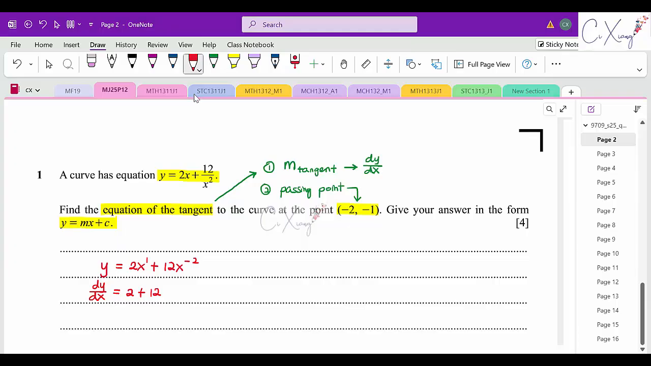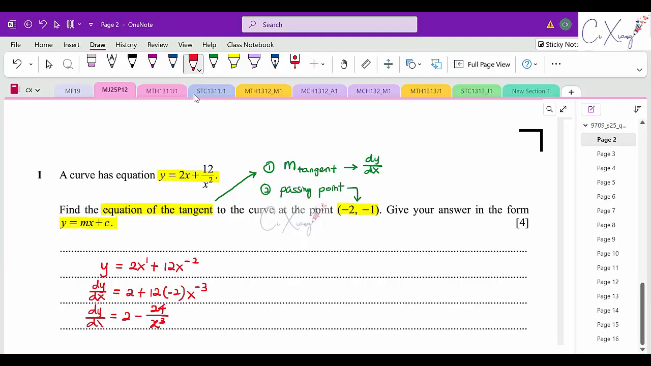Focus on the differentiation of x power negative 2. The power you put in front, copy the x, power minus 1 becomes negative 3. Try to simplify your expression here. You'll be having negative 24 over x power 3. And this is your dy/dx.